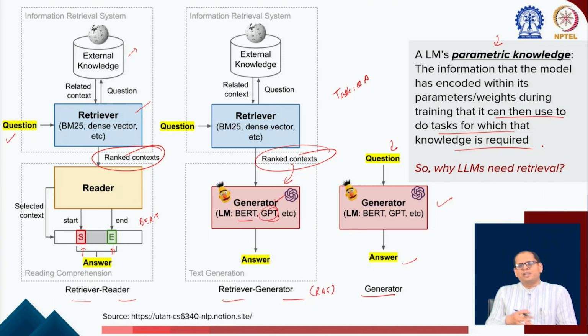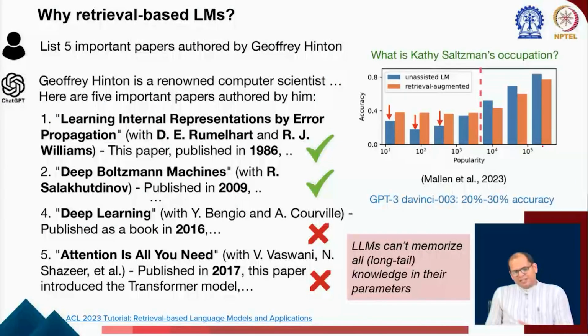But the question is then, why do we need retrieval? Why do we need to augment them with retrieval? That's the term retrieval augmented generation. Why do we need that? There are certain issues with language models like that, and that's why retrieval is preferred.